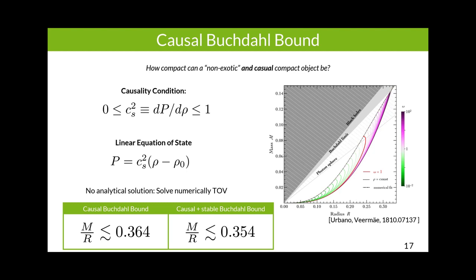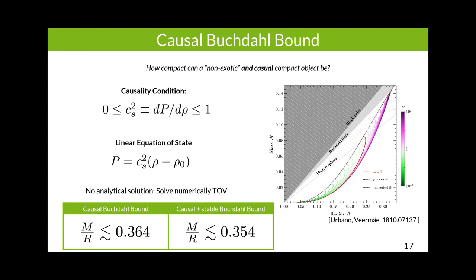And you get actually this bound here, this causal Buchdahl bound, which is around 0.364, which decreases to 0.354 if you assume radial stability. So if you stop at the maximum mass. This one is a bit larger if you go beyond the maximum mass. So basically what this says is that there is no star made of a fluid that can be more compact than this limit here, this 0.354. If it's more compact, it will have some velocities that are above the speed of light.